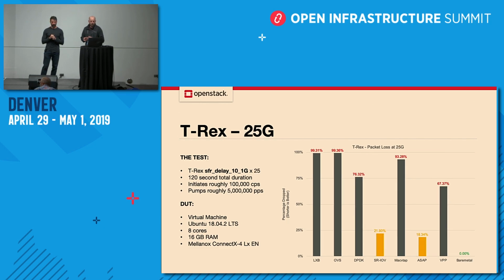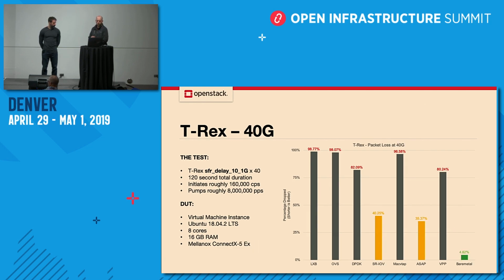At 25 gig, we started to see a little bit more packet loss on the ASAP and SR-IOV vSwitches. Bare metal, again, was right around 0%. The SFR profile was multiplied by 25 times, initiating 100,000 connections per second and roughly 5 million packets per second. At 40 gig, we were opening 160,000 connections per second and 8 million packets per second. We can still see SR-IOV and ASAP squared hanging in there. That's not an environment I would really want to be using at that moment, but at least it's better than some of the others.